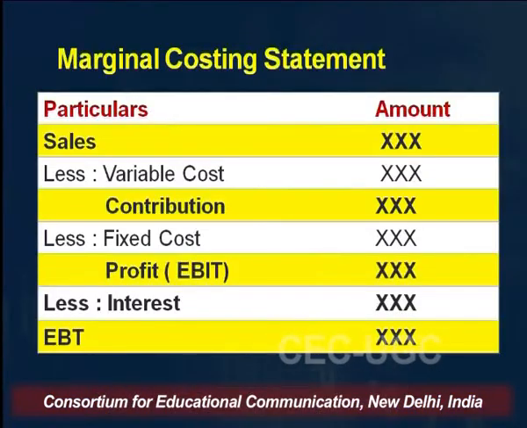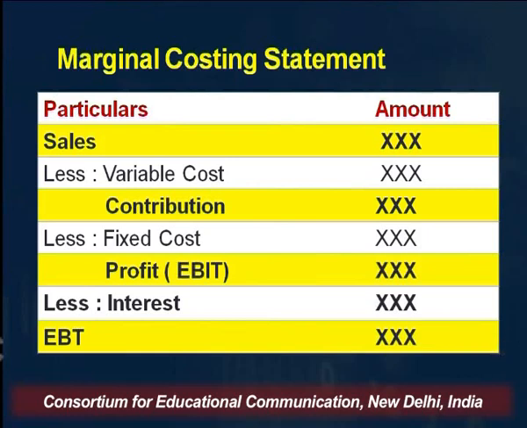Suppose I have written sales, I have to find out the variable cost from the question. So there are 3 or 4 components of marginal costing. We need to first find out the value of sales in the question, then variable cost and then fixed cost. If these 3 components are known to us, we can very easily prepare the marginal costing statement.